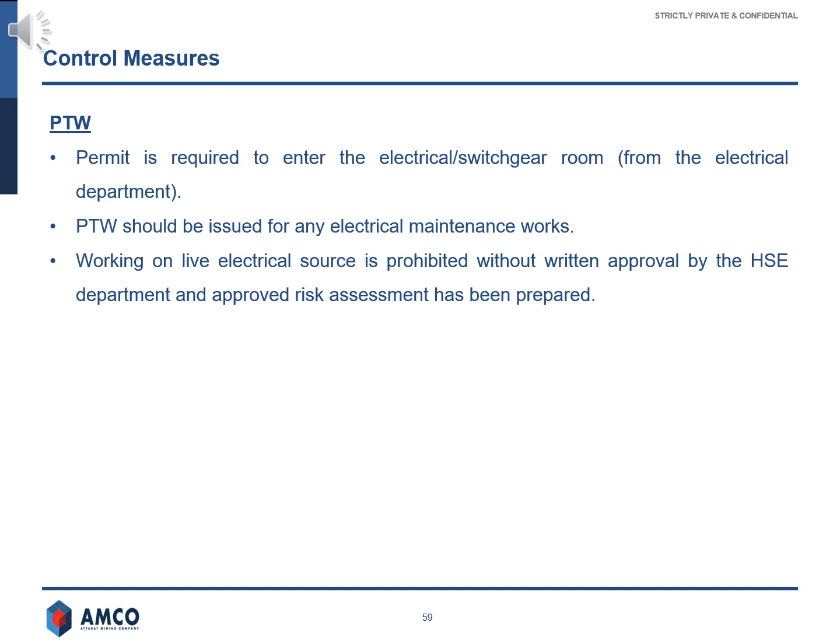Permit to work, PTW. A permit is required to enter the electrical/switchgear room from the electrical department. A PTW should be issued for any electrical maintenance works. Working on live electrical sources is prohibited without written approval by the HSE department and an approved risk assessment having been prepared.